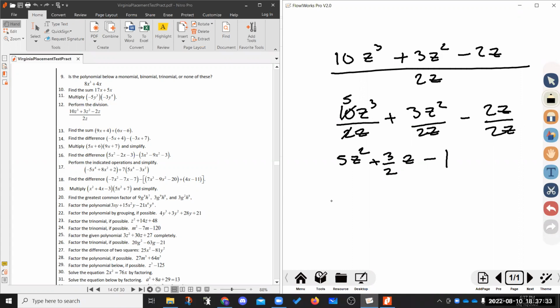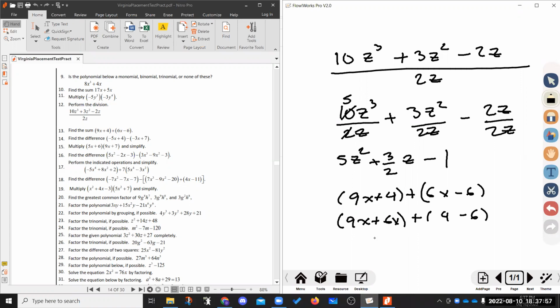We're going to talk about subtraction of polynomials in just a second. First, we're going to find the sum, though, before we find the difference. So we've got 9x plus 4 plus 6x minus 6. I'm going to use my commutative property and associative property to say that this is 9x plus 6x plus 4 minus 6, which is going to be 15x minus 2.